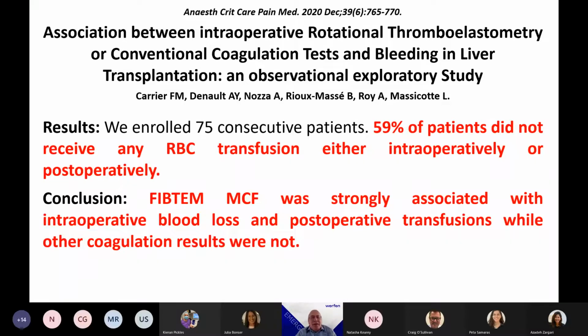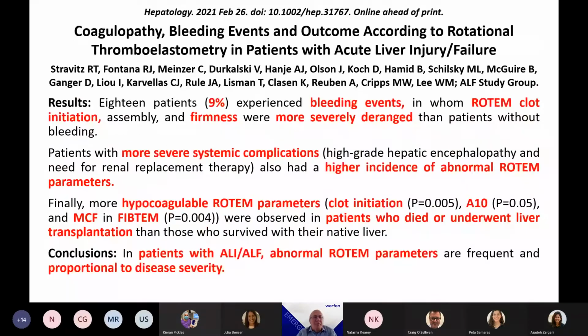However, what you could identify was that the FIBTEM clot firmness, if there was bleeding and if they had to consider blood transfusion, was the best parameter to predict intraoperative and postoperative blood loss. So that means, as I mentioned already, for the preoperative assessment we should use just the standard fibrinogen more often to get an idea how we start. Also for the intraoperative management, the FIBTEM clot firmness seems to be one of the key parameters for optimizing the management in this patient population.